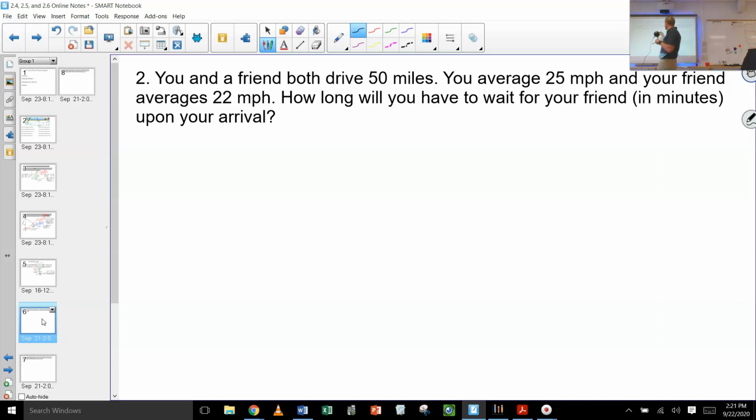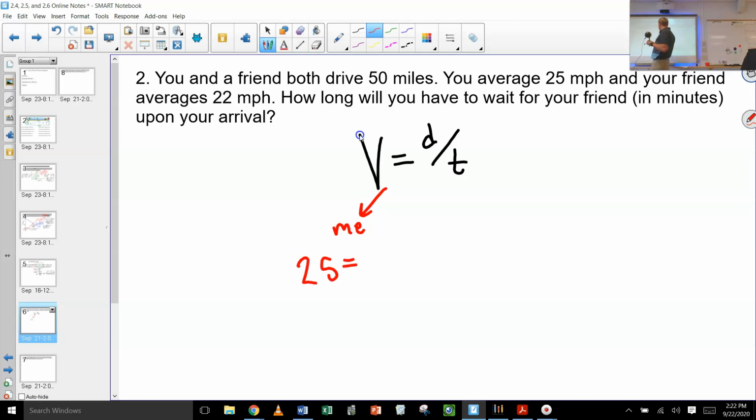So let's try it. I'm going to use my equation. Velocity is equal to displacement divided by time. I go 25. So it's 25 equals the displacement, which is 50, over t. So this one's a pretty straightforward one to solve. 50 divided by what equals 25? 2. Takes me 2 hours.